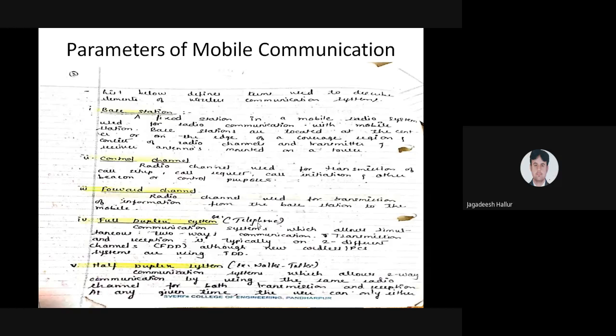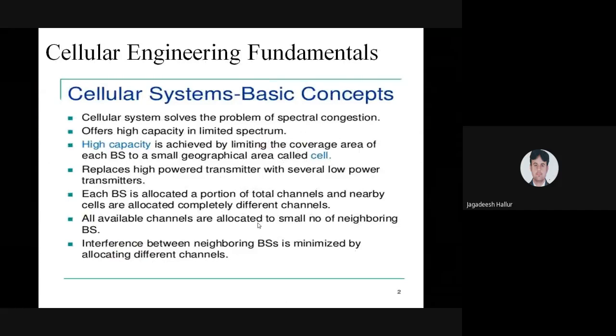Fifth is full duplex. Sixth is half duplex. Next is handoff. Next is mobile station. Next is mobile switching center, that is MSC. Next is pager, and last one is roamer. You have to remember this. What are some of the parameters that come under the parameters of mobile communication.